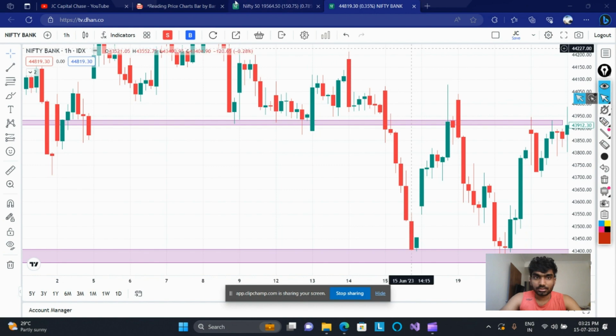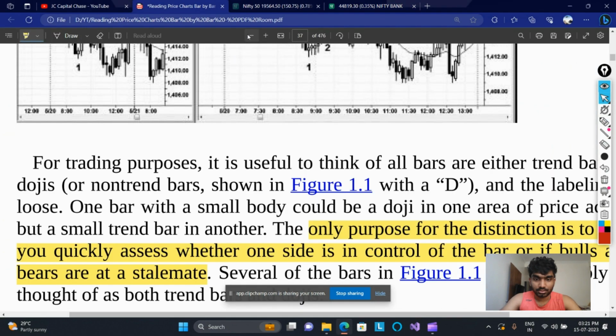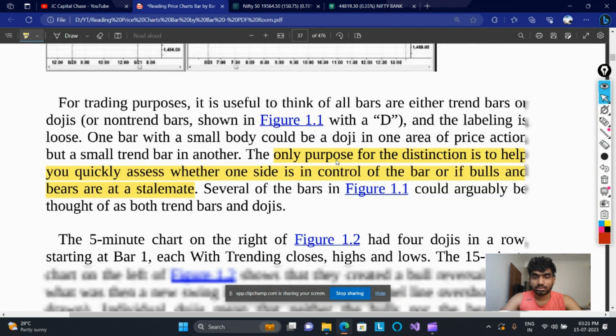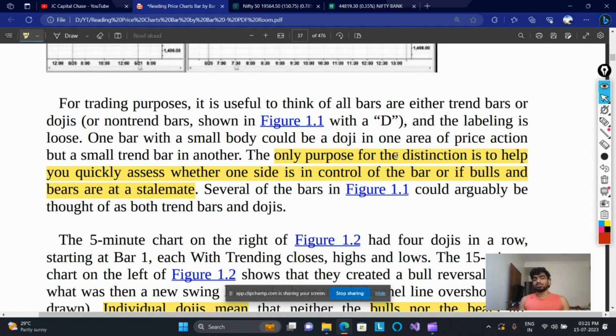So next, the author says the purpose of using simple doji and trend bars is just to identify who is in control. Because if you see a doji candle, it means that nobody is in control.